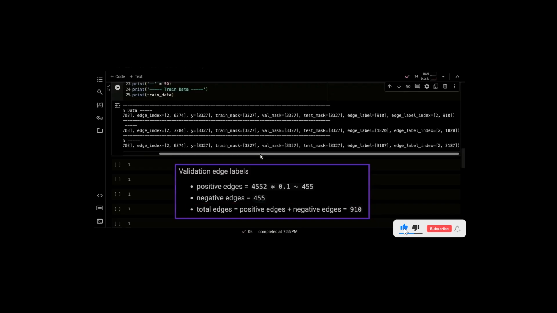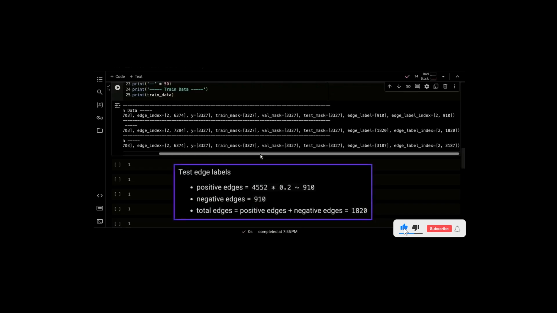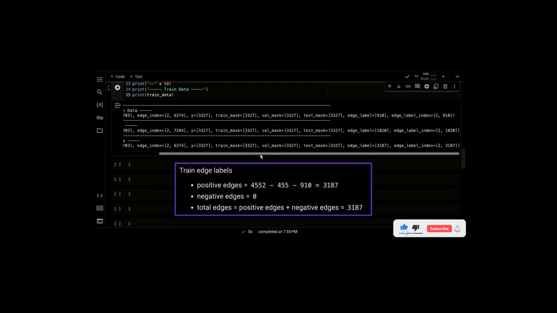Now that you know how this basic calculation is done, computing the number of edges in the test dataset is straightforward. You can see that 20% of the edges belong to the test data, so that comes to 910. 910 positive edges, 910 negative edges, gives us a total of 1,820 edges in the test dataset. And as for the training data, how do we get that many edges? Well, that's 4,552 minus 455 minus 910. That gives us 3,187. The number of negative edges is equal to 0. If you remember, we had set the parameter add negative train samples to false. We'll be adding the negative edges to the training dataset separately during training.